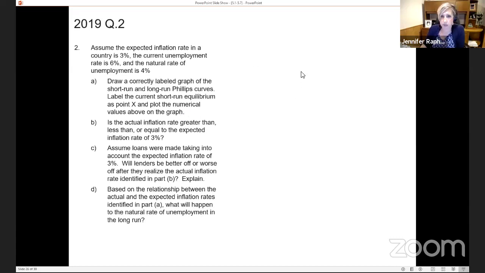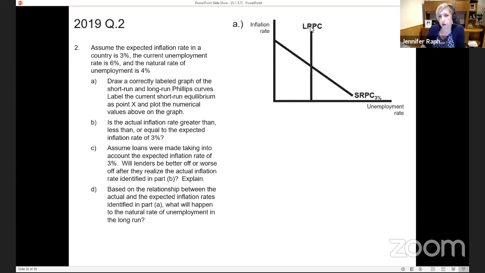So let's start with the easy part. We have inflation and unemployment. We know that in the short run, we have an inverse relationship, and in the long run, there is no relationship. The long run Phillips curve shows that the economy can be at equilibrium at any rate of inflation.